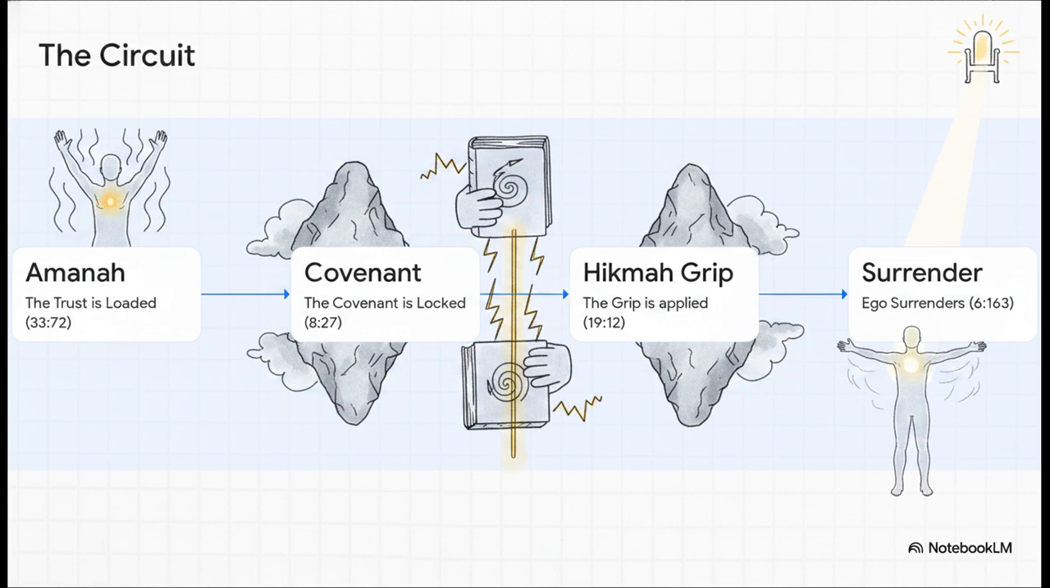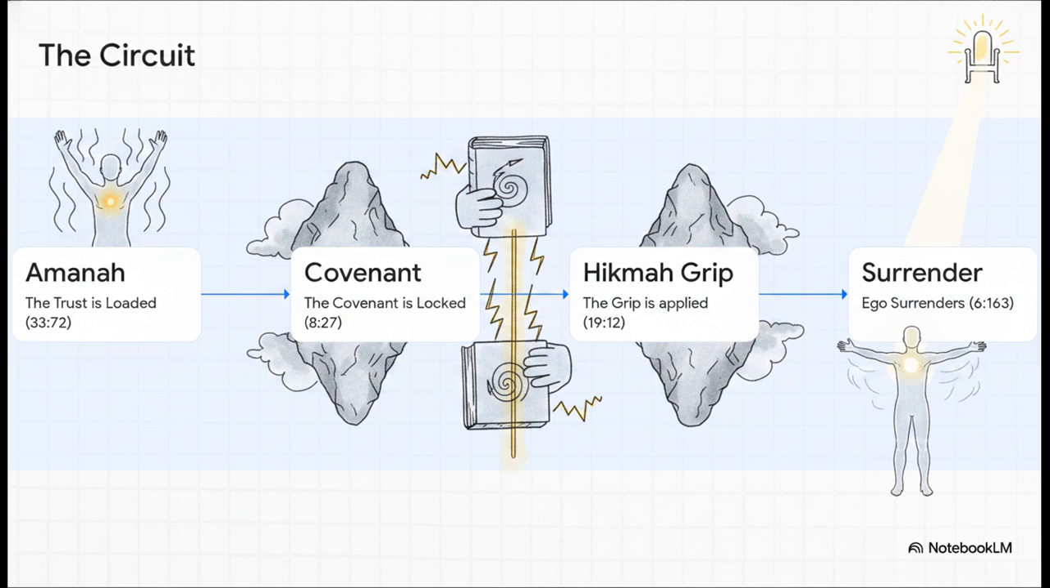When the word is presented, often through an accusation, kind of like what Miriam faced in verse 19:27, the human has to use the hikmah grip from 19:12. That grip is essential because it stabilizes the centromere voltage mentioned in 50:21. Finally, in verse 6:163, the reader declares an absolute no-partner surrender, la sharika.